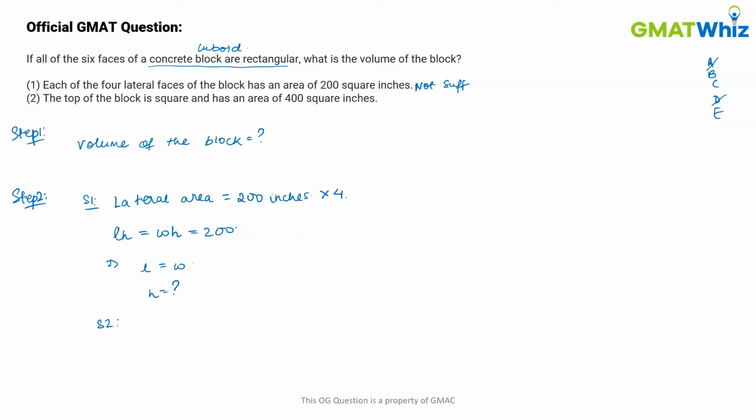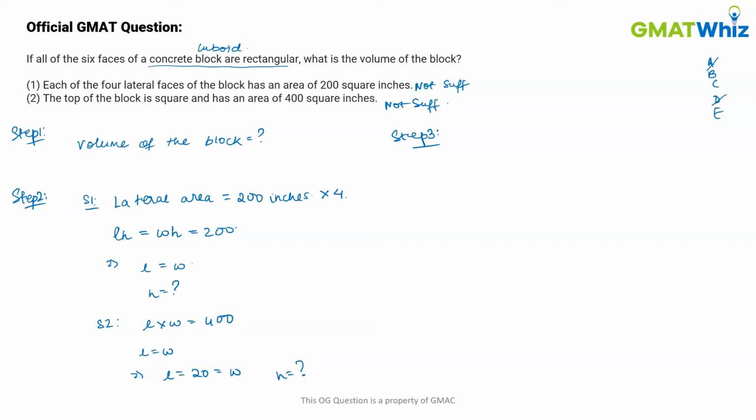From statement 2, we have that the top of the block is square and it has an area of 400 square inches. Since it is a square, the length times width will be equal to 400, and length and width will be equal. So, this implies that the length is equal to 20, which is also equal to the width. But from here, we don't know the value of h. So we conclude that statement 2 is also not sufficient, and we move on to step 3, and analyze both the statements together.